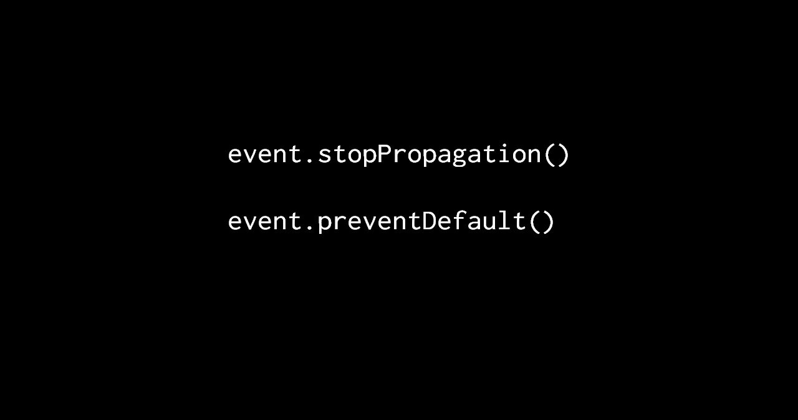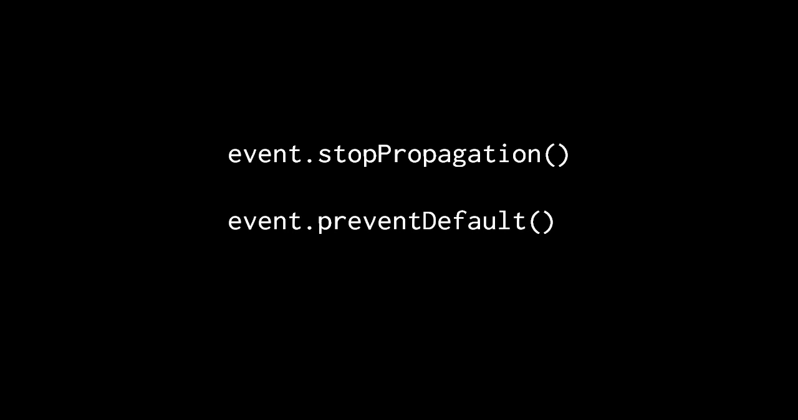What all events have in common, though, are these two methods, prevent default and stop propagation. The stop propagation method is fairly self-explanatory. If you invoke it on the event, then after that handler finishes executing, the event will stop propagating. It won't continue on up the chain.